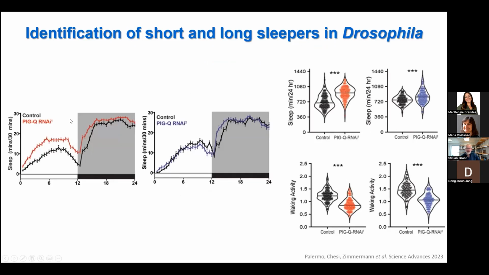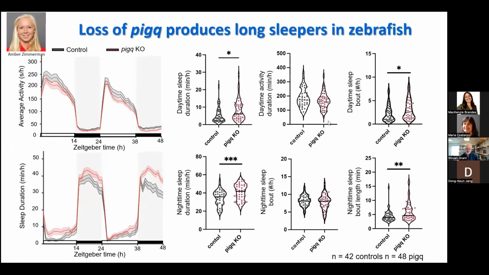And there were 2 RNAi lines for PIGQ. That's why I've got 2 panels here. I won't go through this in any great detail, but when we looked at different metrics of sleep, clearly it was having an effect in the fruit fly. And then Amber Zimmerman in my group, that I co-mentor with Alan Pack, we also saw an effect on zebrafish. And in fact, the zebrafish also became long sleepers.